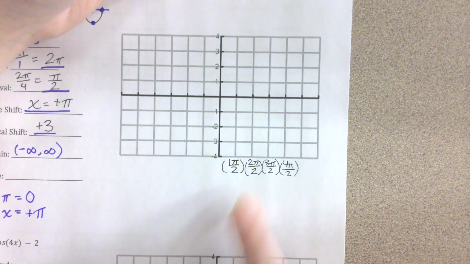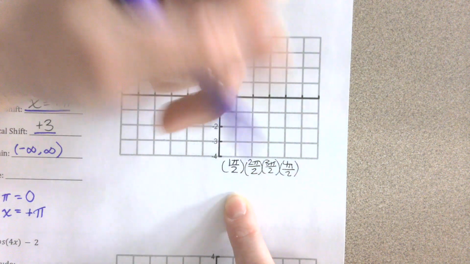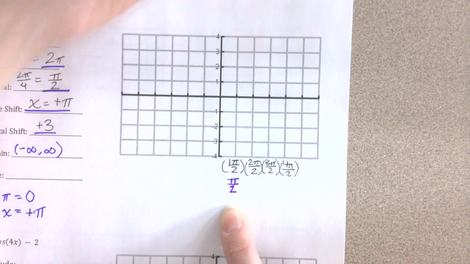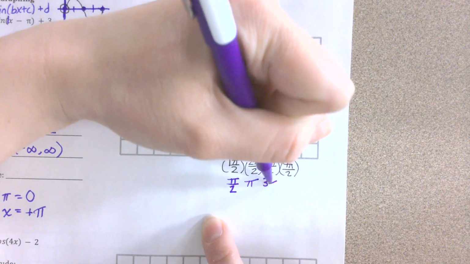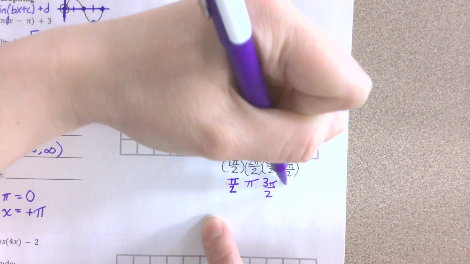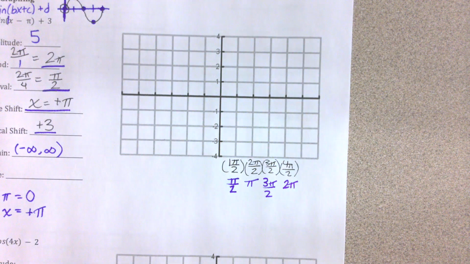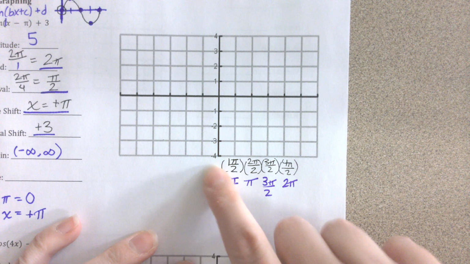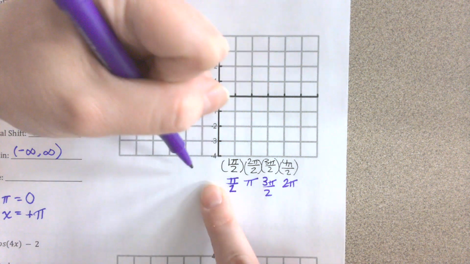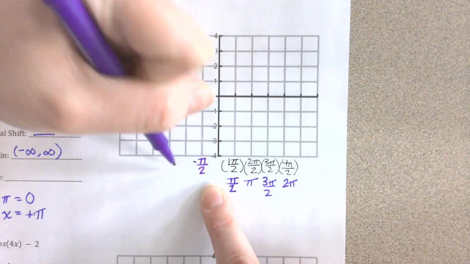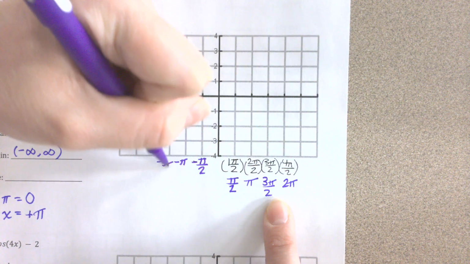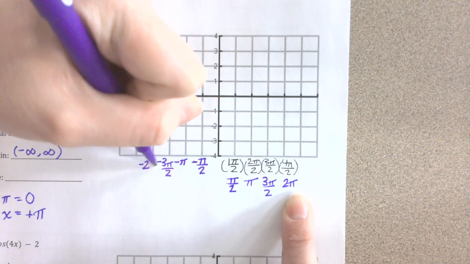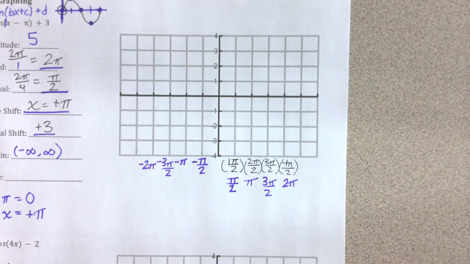Reducing where possible, I'm just going to rewrite this as pi over 2. Drop the 1. 2 pi over 2 reduces to pi. 3 pi over 2 doesn't change. 4 pi over 2 is 2 pi. Same thing on the left side, except these are going to be negative. Negative pi over 2. Negative pi. Negative 3 pi over 2. Negative 2 pi.